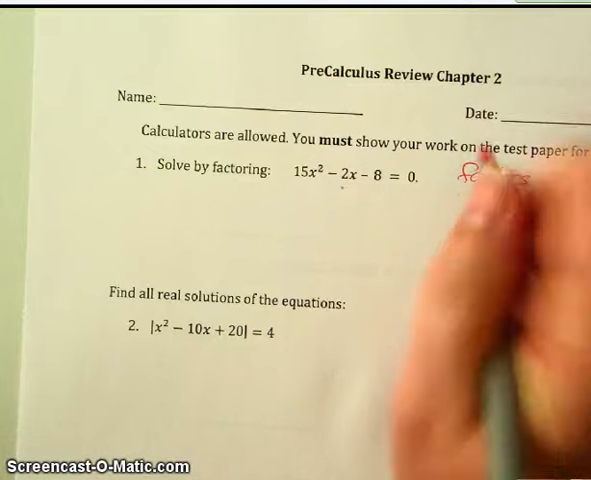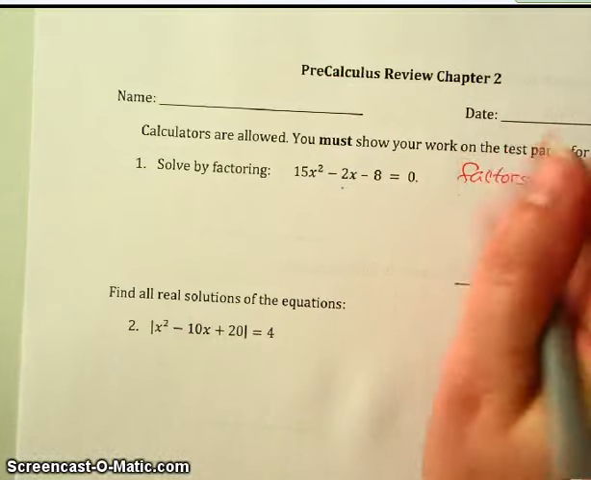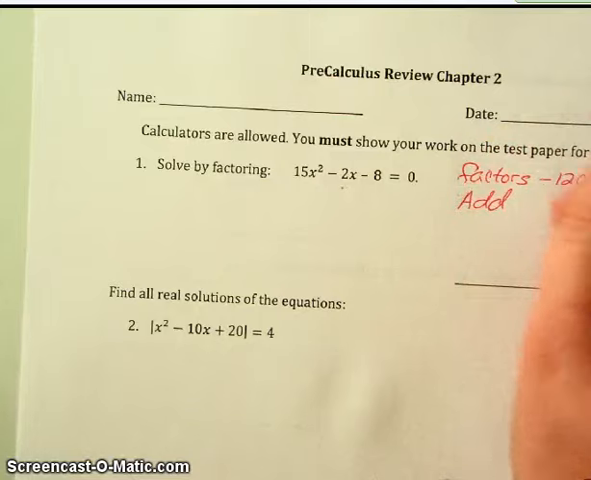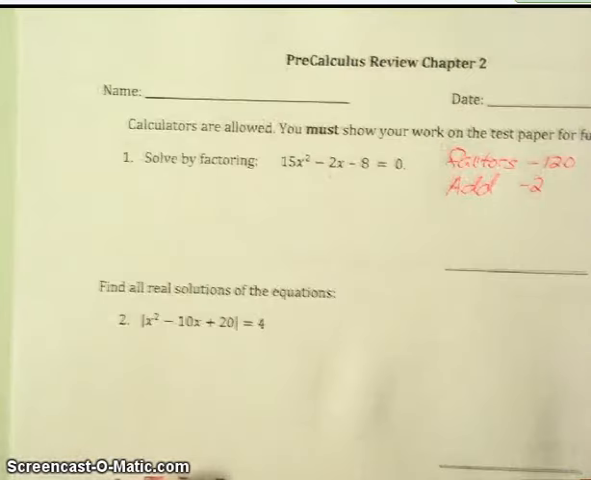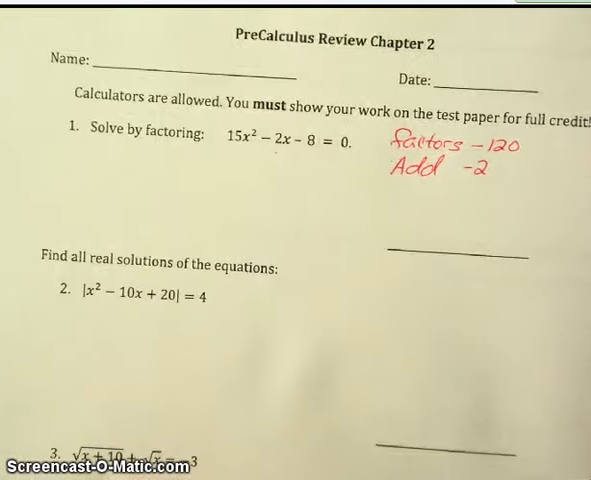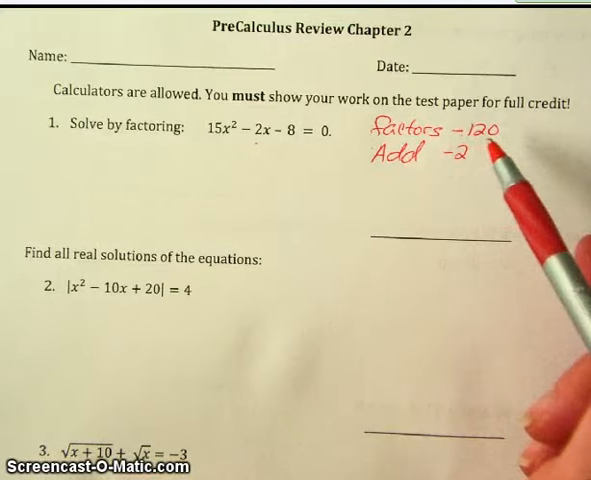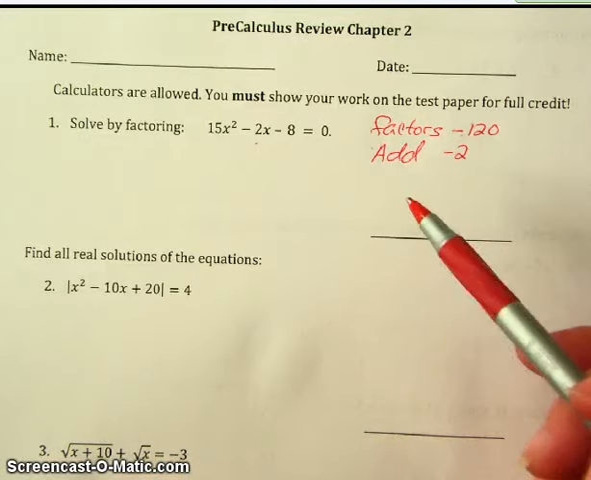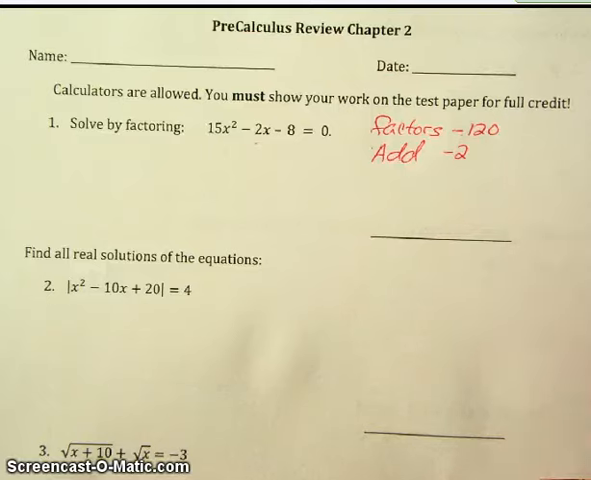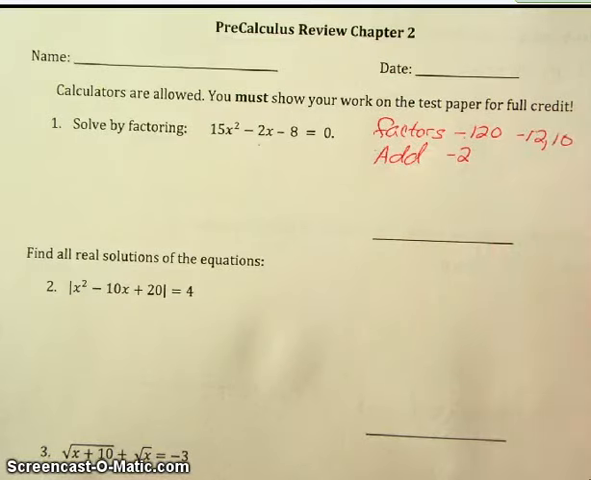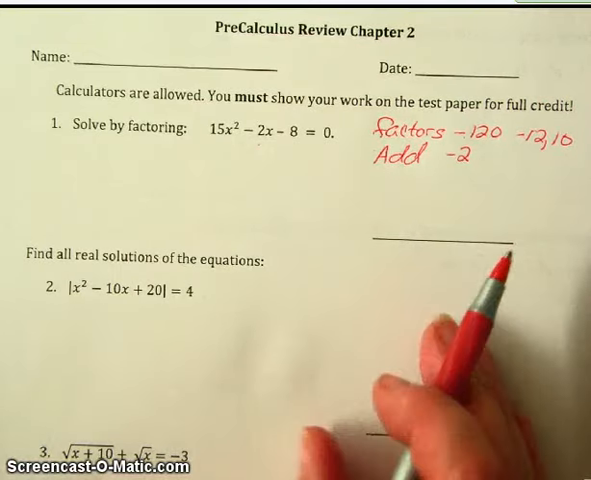Since this is negative, they add up to negative 2, right? And since this term is negative, that's going to tell me that the two numbers have to have different signs. One's going to be positive, the other's going to be negative. How about 12 and 10? If 12 is negative, 10 is positive, they add to negative 2 and multiply to negative 120.